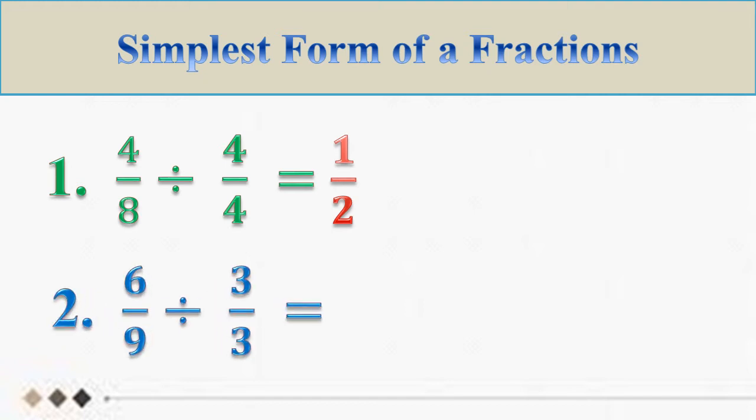Second one, 6 by 9 divided by 3 by 3 equal to, what is that answer? When you divide the numerator and the denominator by the same number, that is 3, we'll get 2. 3 2s are 6 and 3 3s are 9. So you can write 2 by 3.